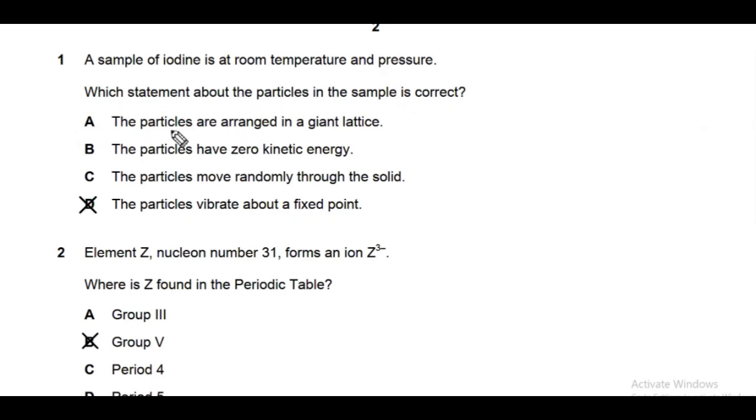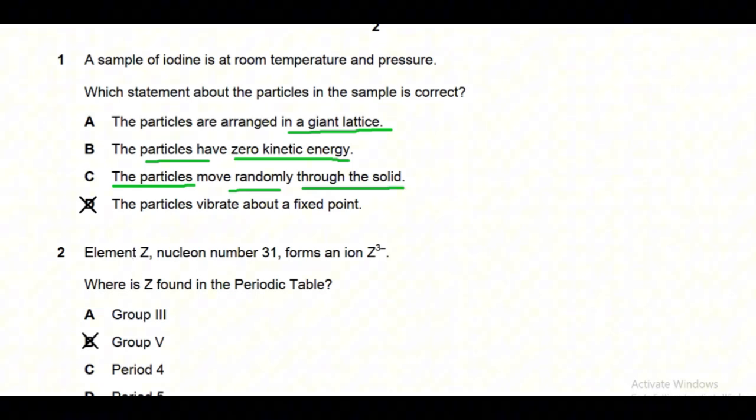Why are the others wrong? A, the particles are arranged in a giant lattice. This is wrong, iodine is simple molecular. B, the particles have zero kinetic energy. This is wrong. C, the particles move randomly through the solid. This is wrong.